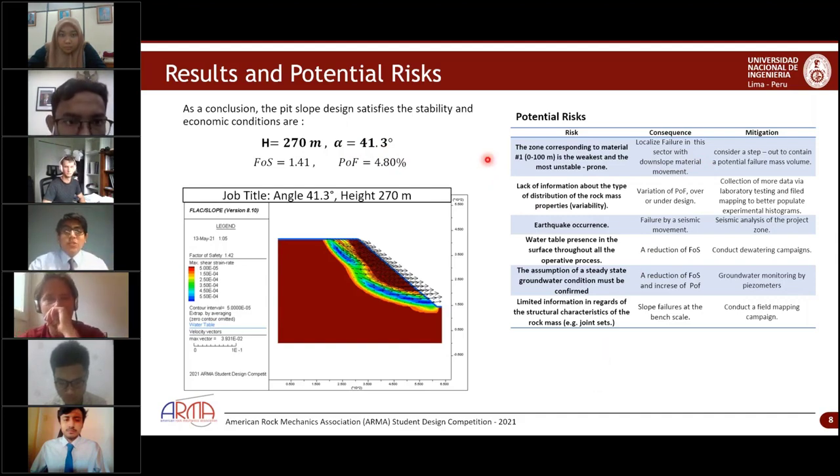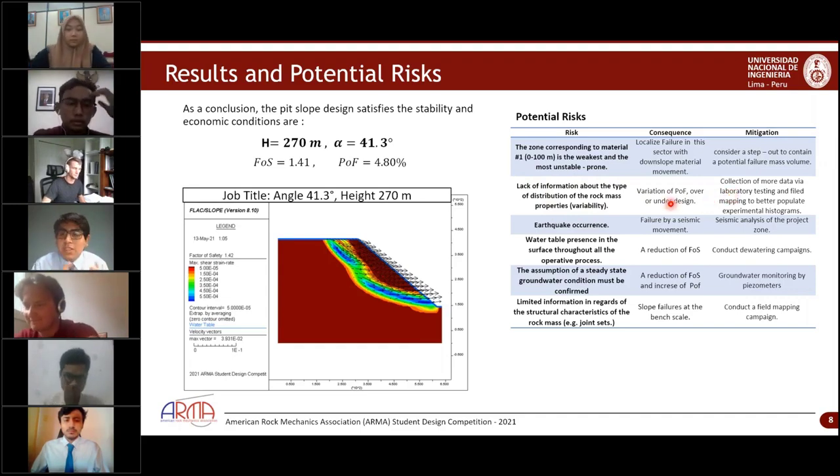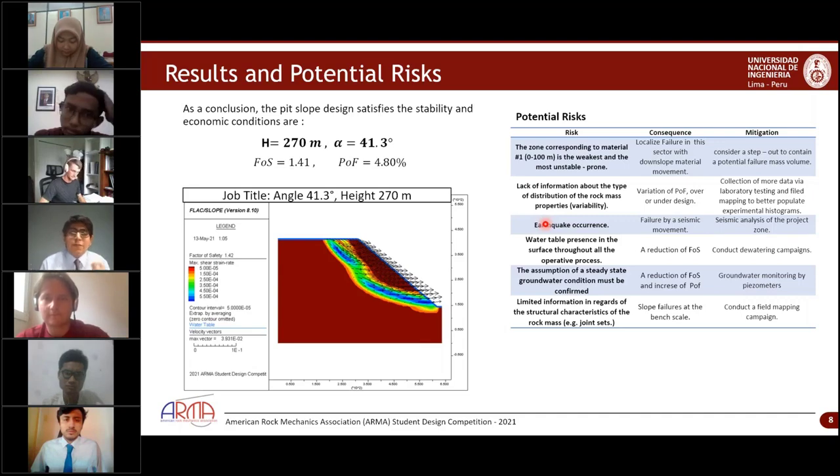Material number 1 is the most unstable. As a consequence, the localization of failure here, and a solution is to consider an overall potential failure. Other is the lack of information about the type of distributions. As a consequence, the variation of probability of failure, and a solution, the collection of more data to know it. Other is the earthquake occurrence. As a consequence, the failure by a seismic movement, and a solution, the seismic analysis, like this.